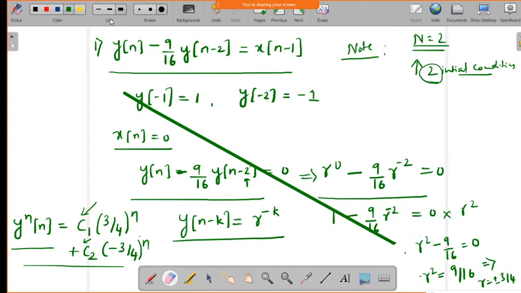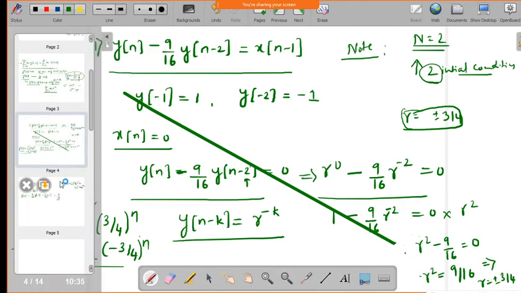Okay. So have you got it? Any doubt? So the characteristic equation is 1 minus 9 by 16 r power minus 2. If you multiply this equation by r square, you will get r square minus 9 by 16 equal to 0. So r square equal to 9 by 16, and r equal to plus or minus 3 by 4. Okay. So have you got this one, Bhavyashree? Yes, sir.